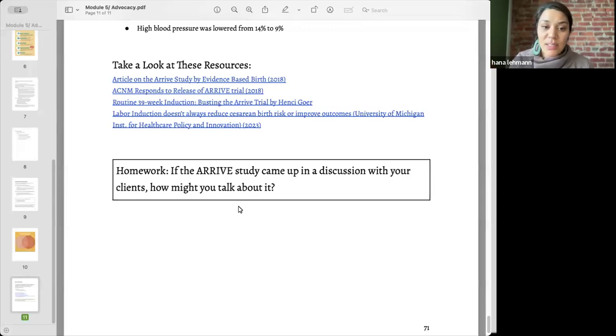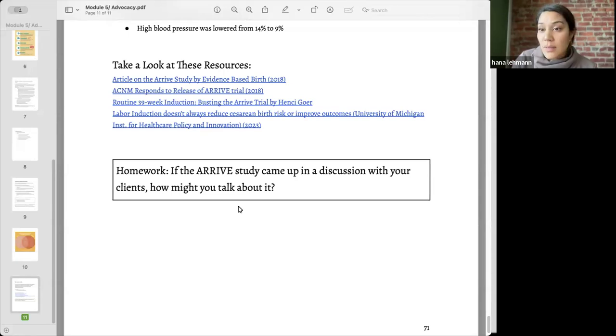So your homework is going to be looking at this question. If the ARRIVE study came up in a discussion with your clients, how might you talk about it, right? And this is going to refer back to the conversation about representing the research in an accurate way or not accurate way, representing the research in a manipulative way versus a non-manipulative way, right? So how do we talk about this research?